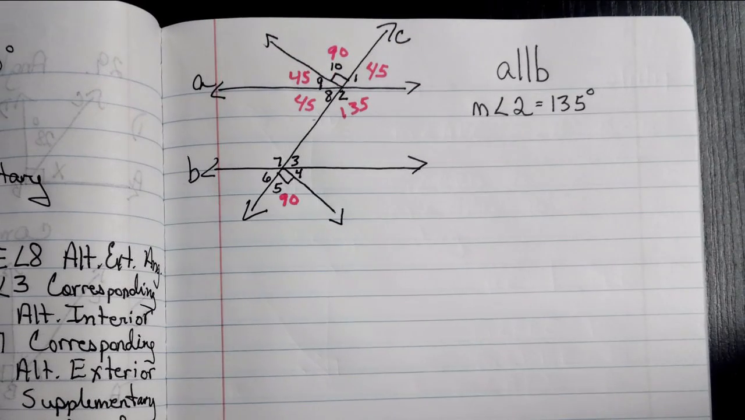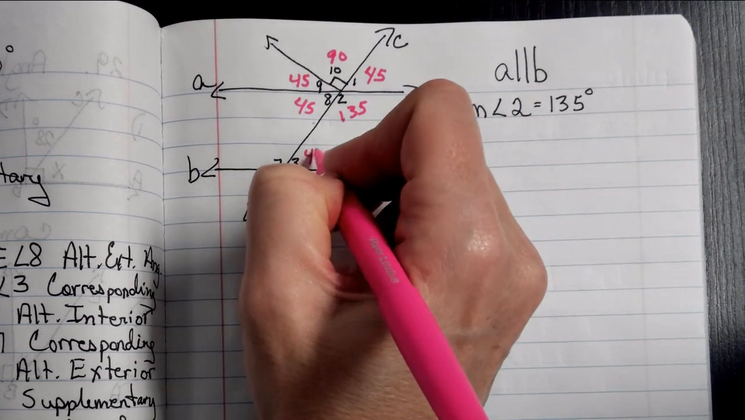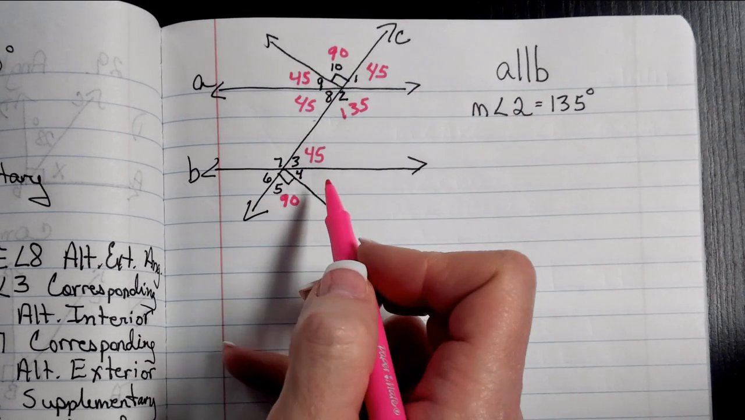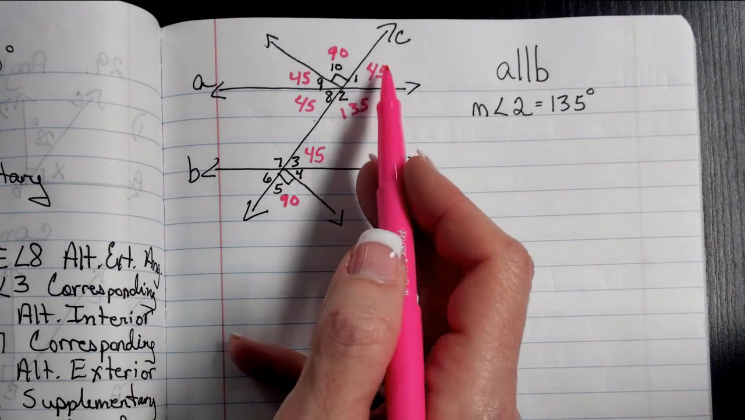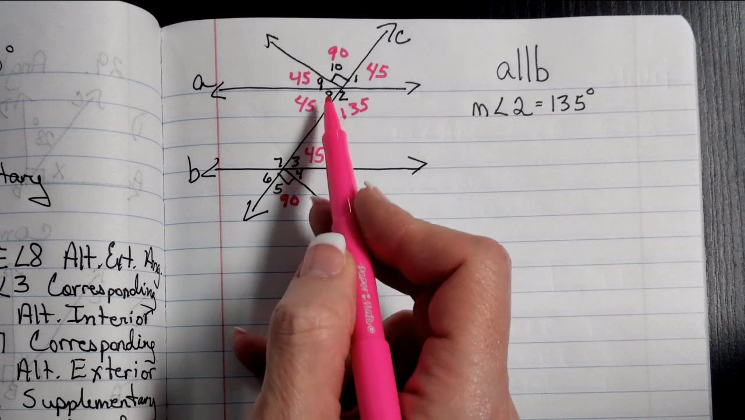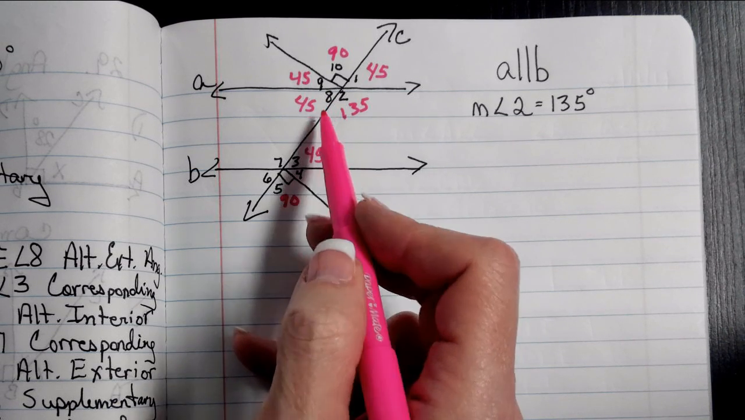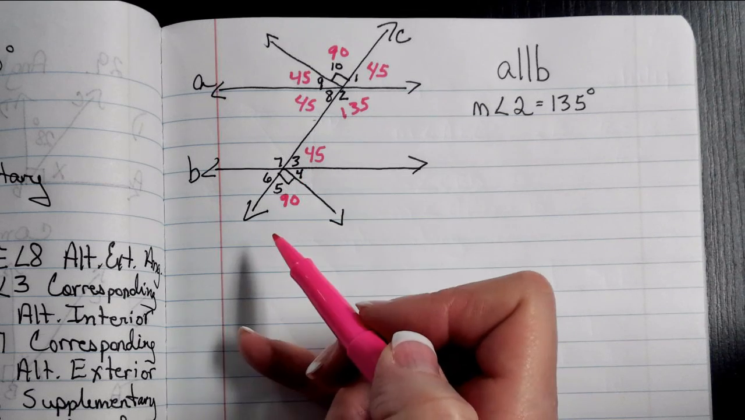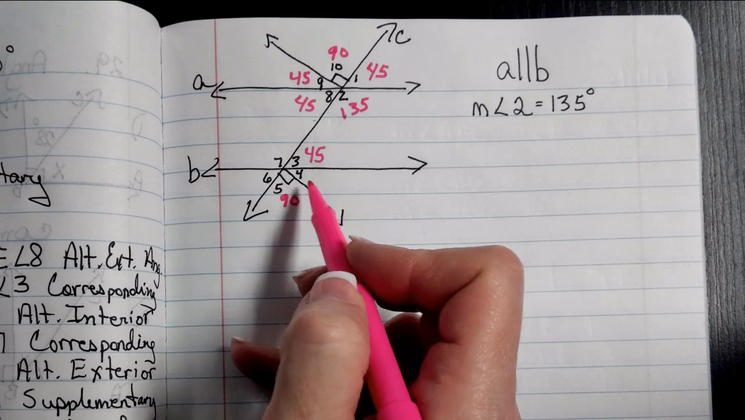All right, so how does that help me find the bottom? What's angle 3? 45. Why is it 45? It's corresponding. It's corresponding to 1. What is it to 8? Alternate interior. I'll leave it there. All right, then what about angle 4?